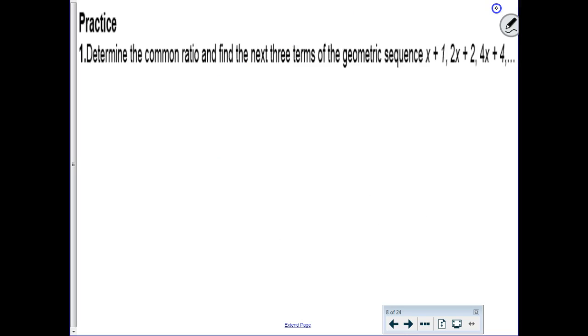All right, moving along. So it says practice, but I think we'll practice together if you don't mind. Oh, fun. That is a very atypical geometric sequence. Can you find the common ratio? And then continue on and find the next 3 terms.